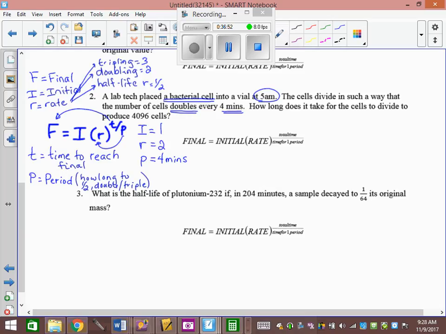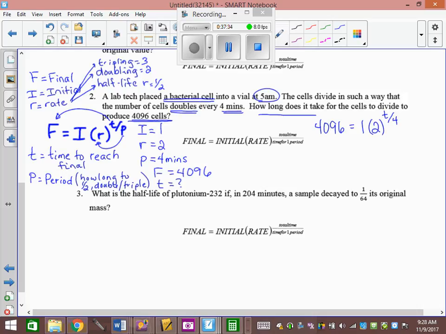Now it says, how long does it take for the cells to divide to produce 4,096 cells? That's my final. And does it make sense that I'm missing my T? Yes, because it's asking me how long it takes to reach the final amount, right? So we have 4,096 as my final, equals my initial, which is 1, my rate is 2, to the T, which I don't know, over 4.